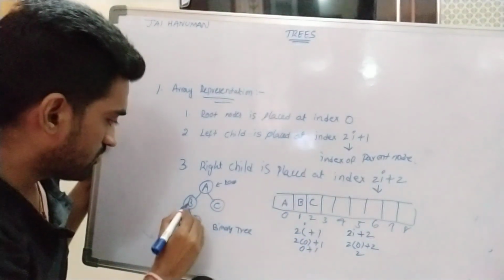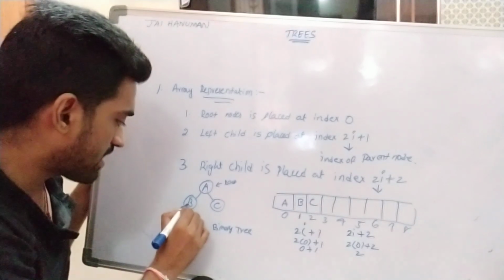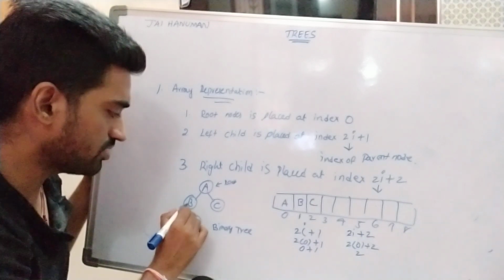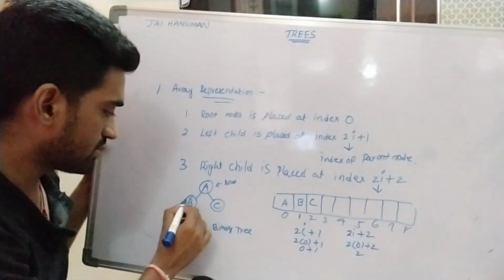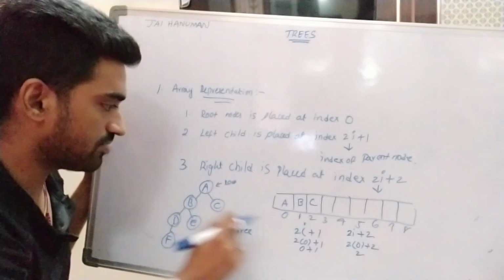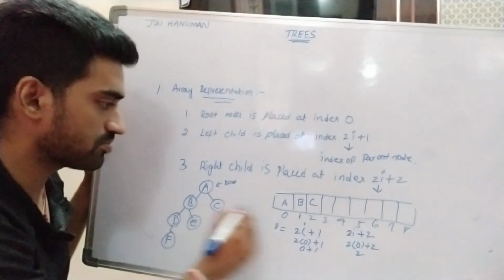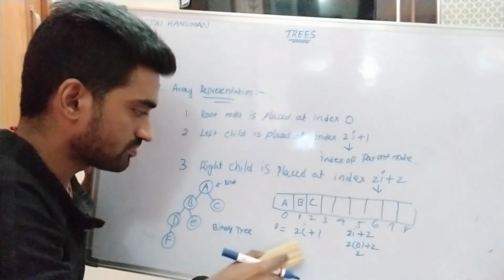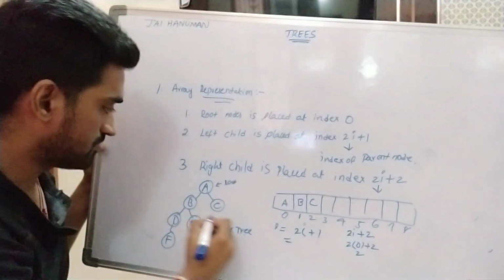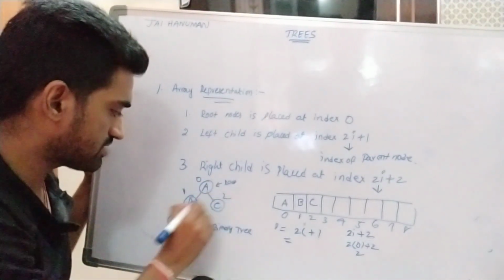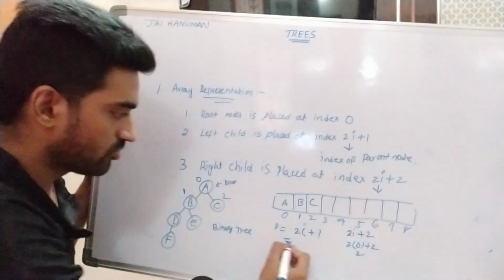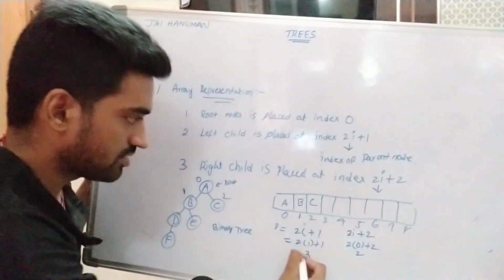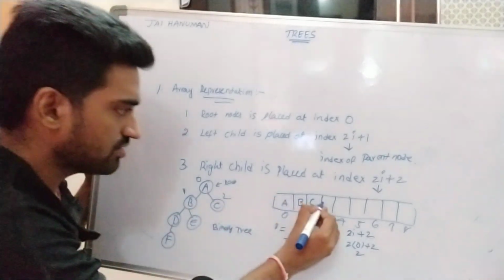What is the parent node for D? B, so B now acts as the root. B is at the first position. The left child of B is D, placed at 2i plus 1. The positions are 0th, first, second. So 2 times 1 plus 1, which is the third position. At the third position I place D.